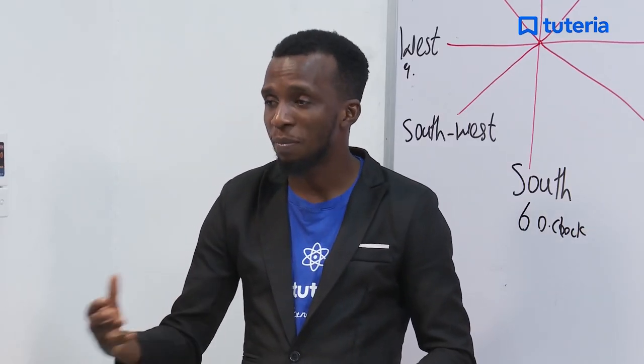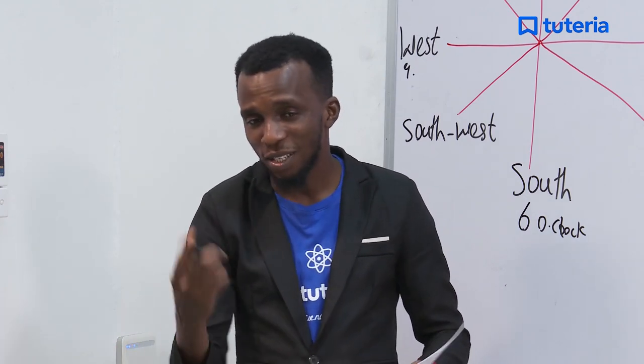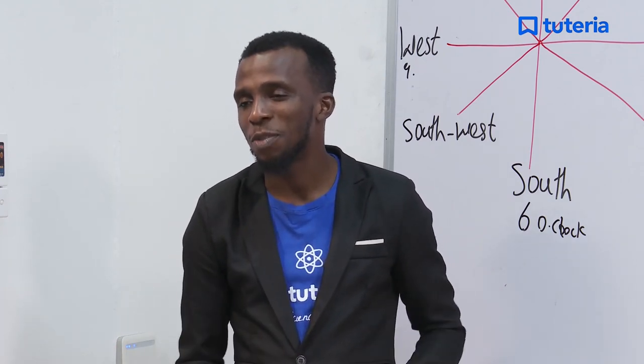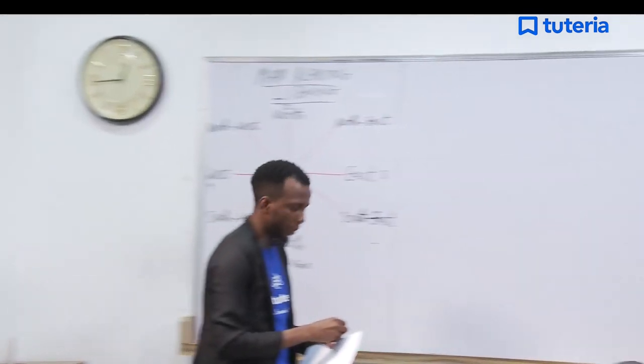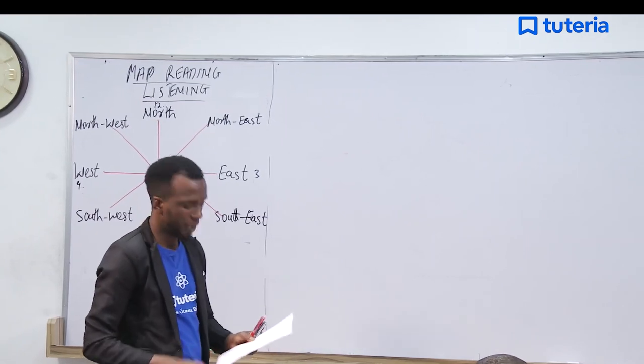We still have three more of the map reading to come. And you can see there's one to come. That is a map of a hospital. So the last one, we have a map of a hospital.